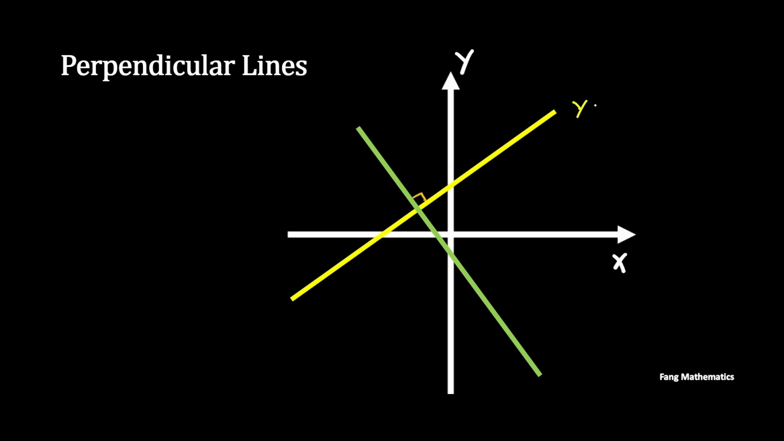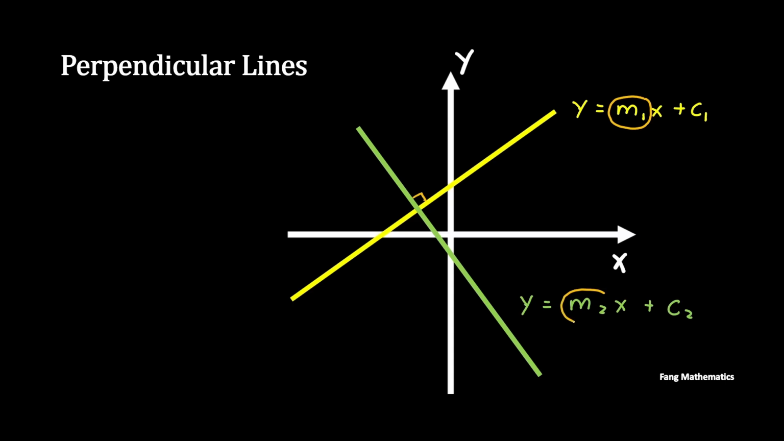You have the yellow line as y is equal to m1x plus c1, and green line as y is equal to m2x plus c2. And we are to look at the relationship between m1 and m2.